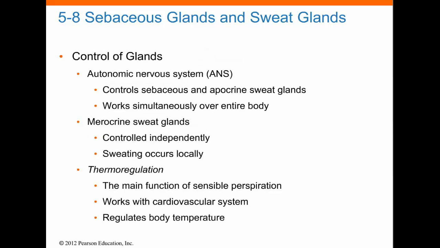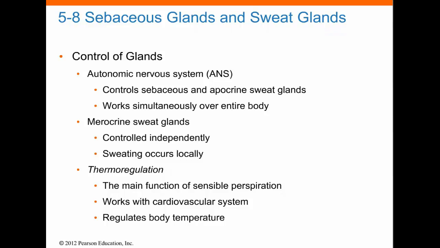The control of glands, as I said before, is under autonomic nervous system control. So the autonomic nervous system is outside of our conscious control, and it controls the apocrine sweat glands, and it works simultaneously over the entire body. And it involves the merocrine glands, which are controlled independently as well, and sweat occurs locally.